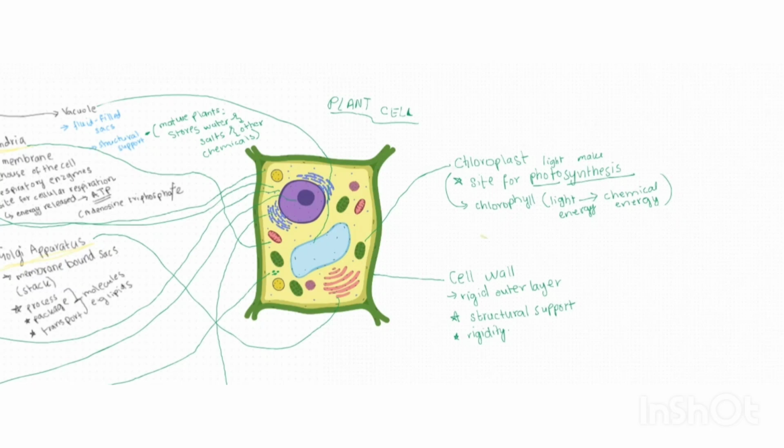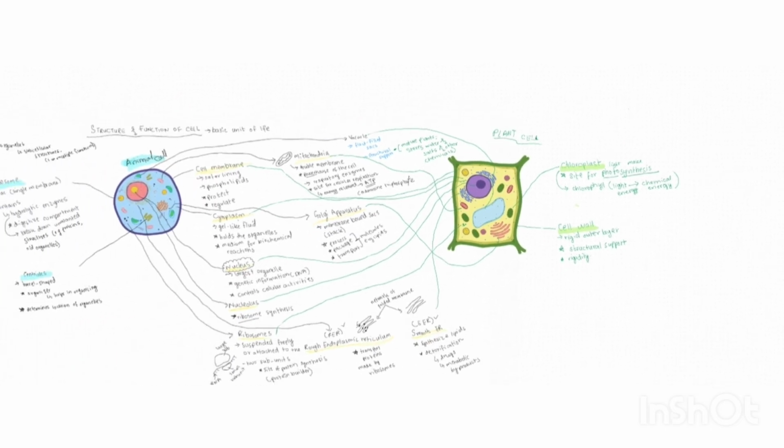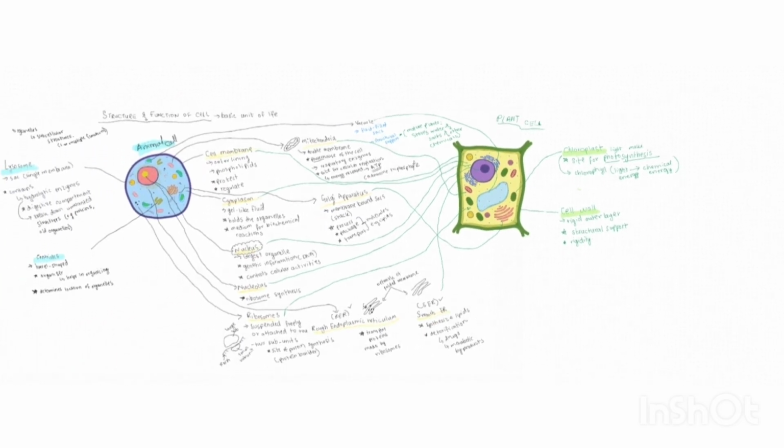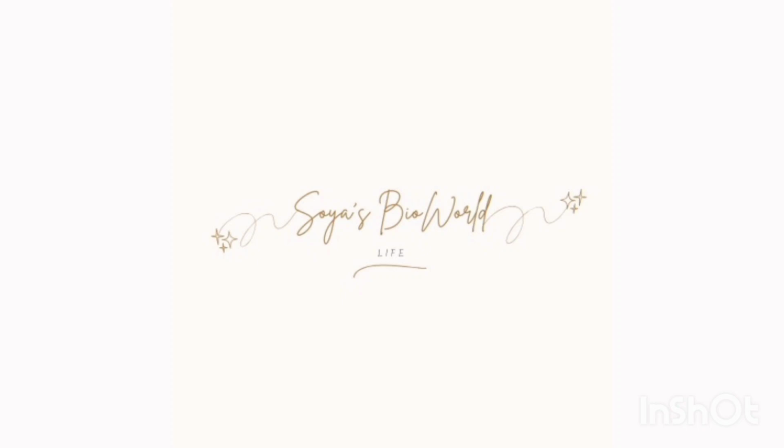So that was the plant cell. Chloroplast, again, remember chlorophyll and chloroplast are different. Chlorophyll is inside the chloroplast, and chlorophyll is what turns light energy to chemical energy. And the cell wall is the outermost layer of the plant cell. So zooming out, that's it for the video.